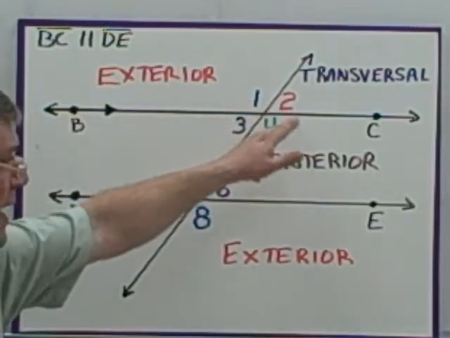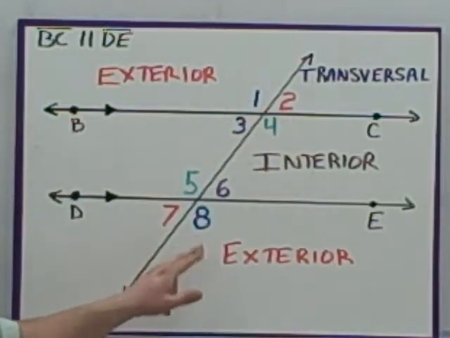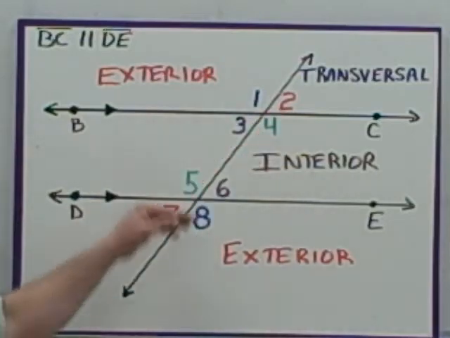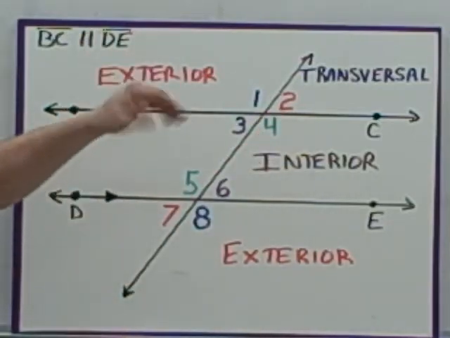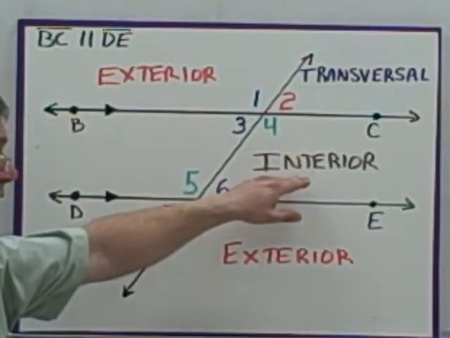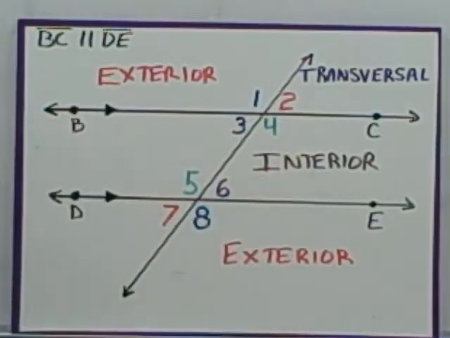So angles 1 and 2, angles 7 and 8 are exterior angles. They're outside of the middle here. Those that are in the middle are interior angles. So 3, 4, 5, and 6 are interior angles. And that's part of the vocabulary you need to work with.